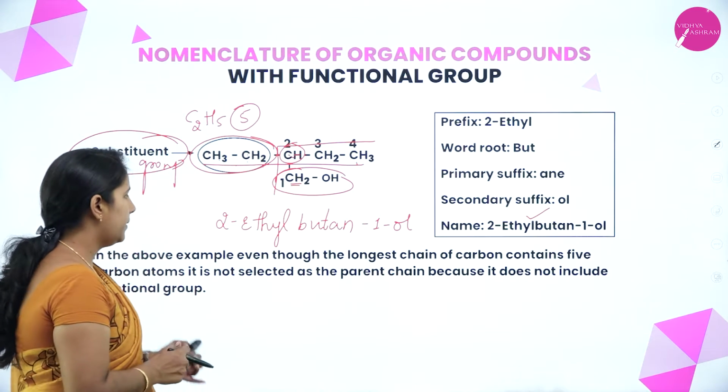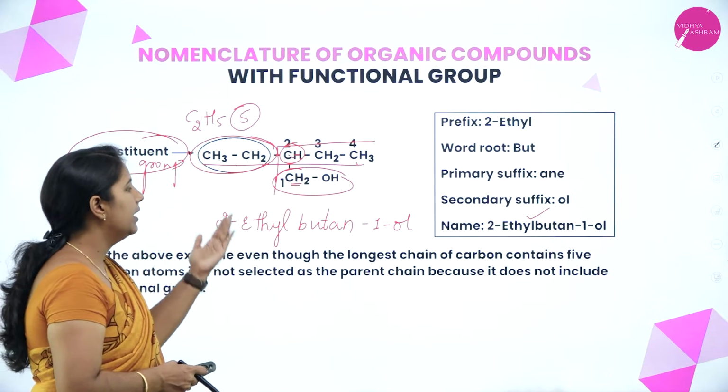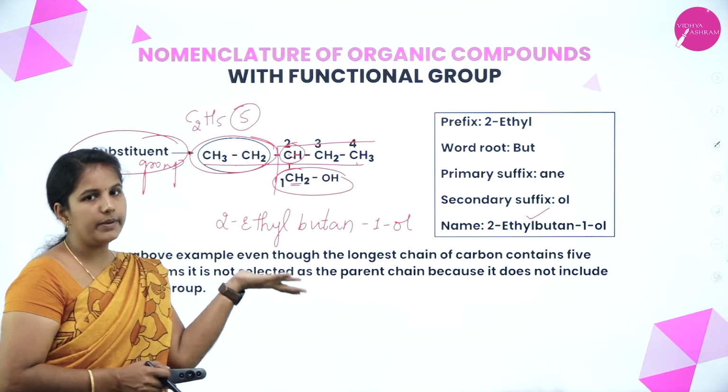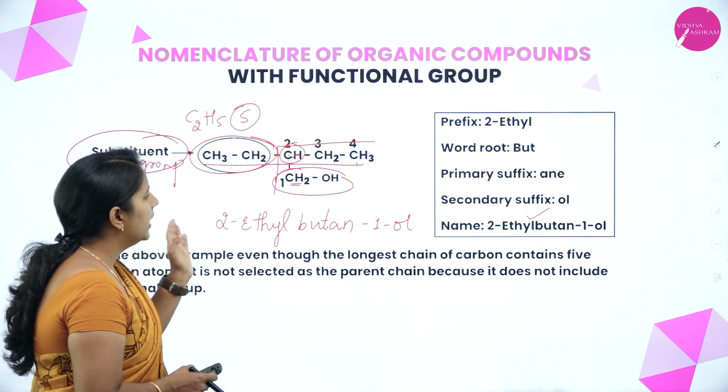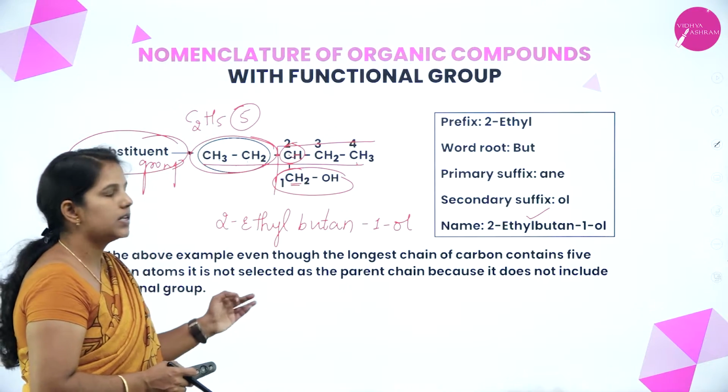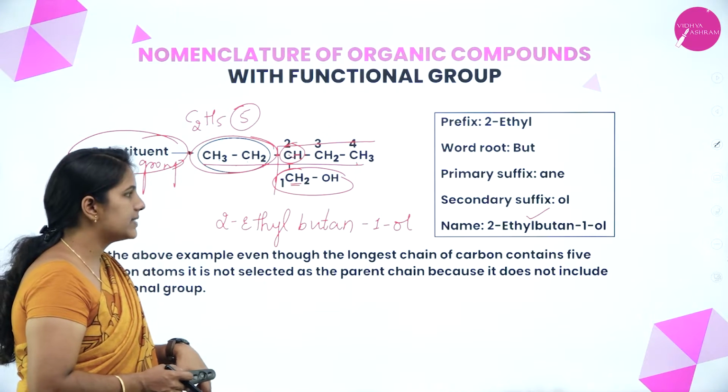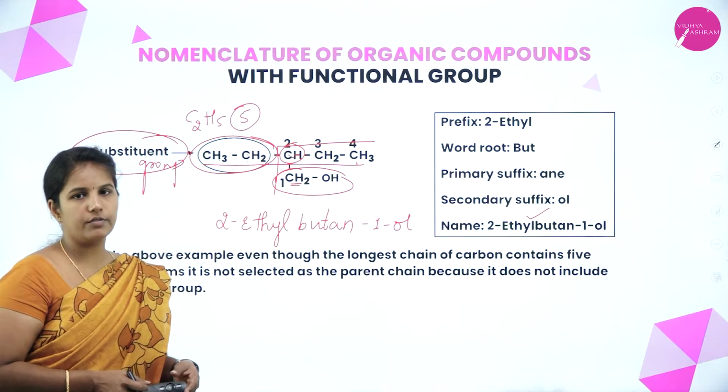Okay. So here the prefix is 2-ethyl and the root word is butan because it is an alkane, the primary suffix is -an and the secondary suffix is -ol. Together you have to write.